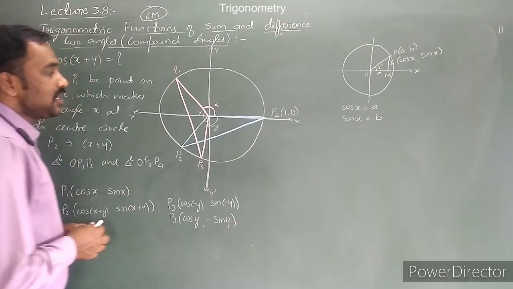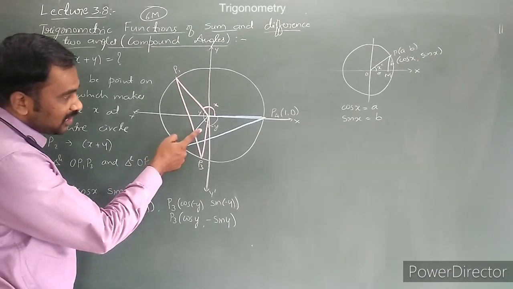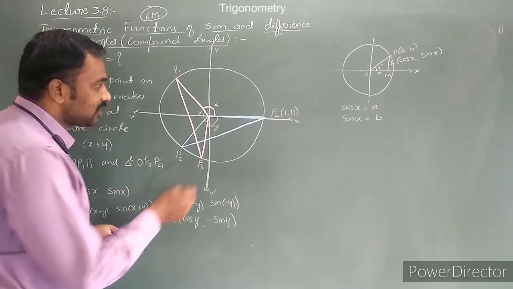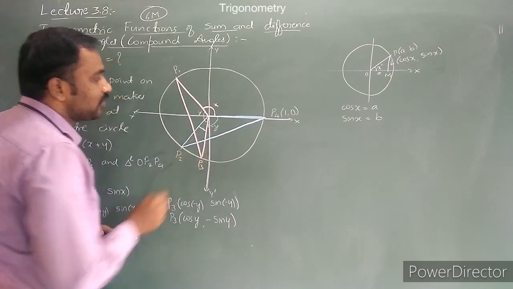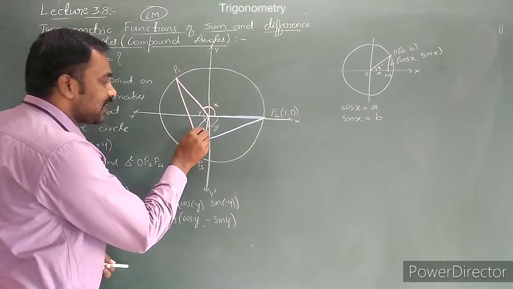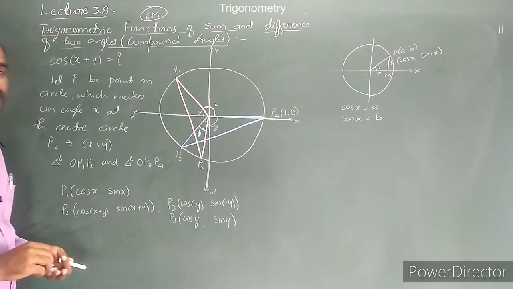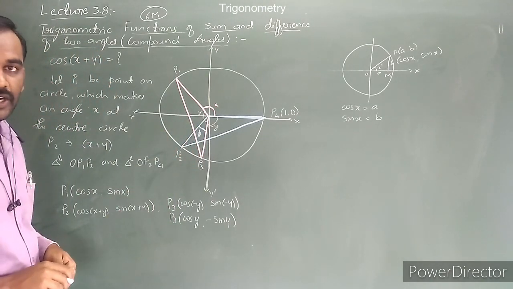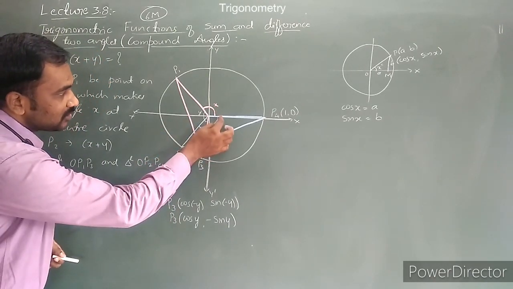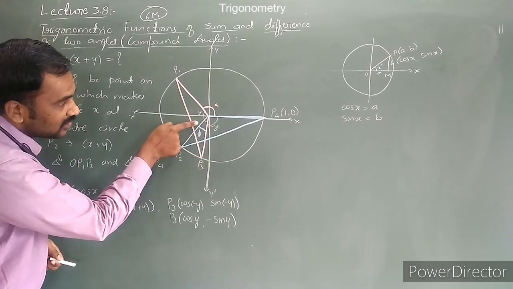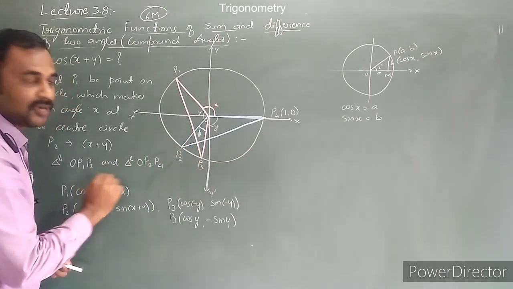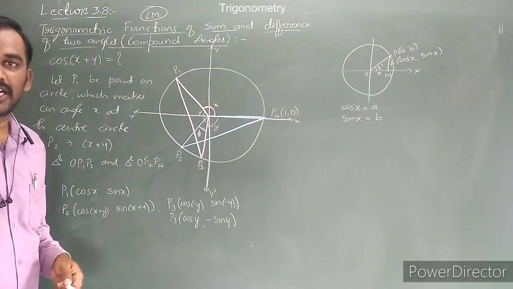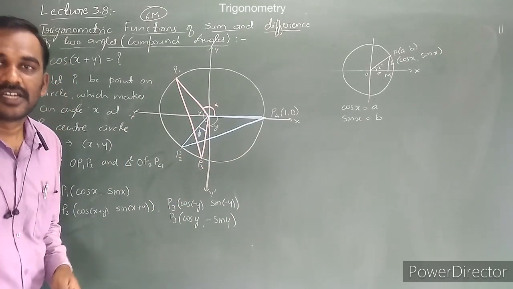Next, here a small angle is there at the center. This is the small angle. We don't know that angle. I just call that angle pi. Pi is the small angle. Are you clear? This angle we don't know. From here to here it is x plus y, and from here to here it is minus y. This small angle, that angle I just call it pi.